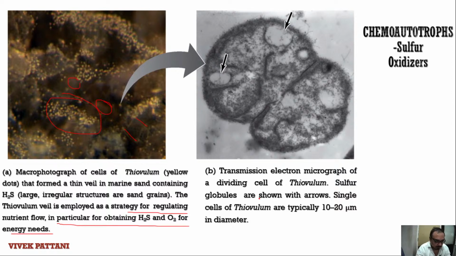Now you can clearly see the sulfur globules in the dividing cell of a Thiovulum. These are the sulfur globules which are present in the various sulfur oxidizers also. If you want to see more photographs, you can simply search for sulfur oxidizer photographs, and you will get a variety of information.